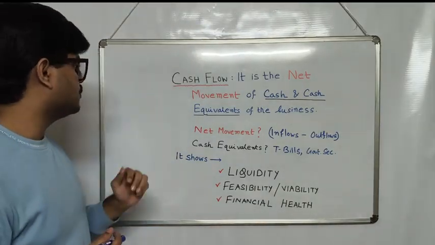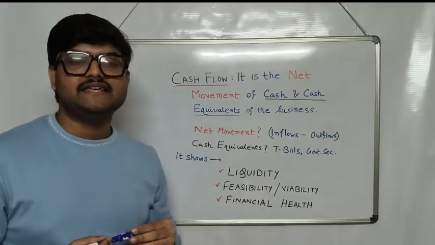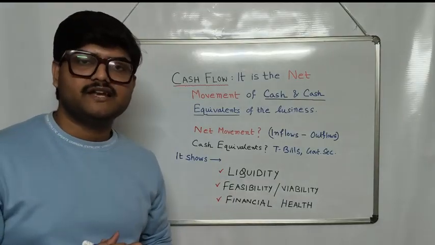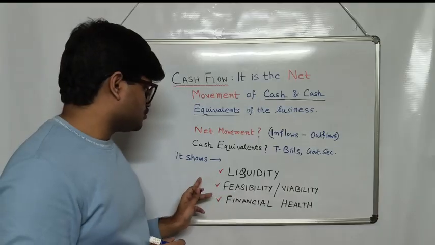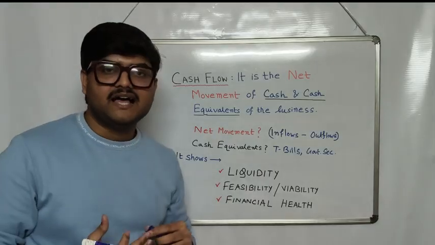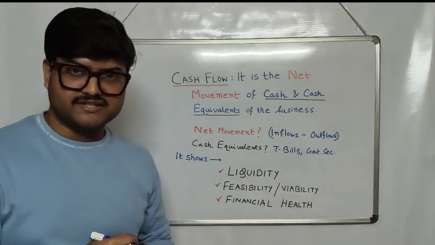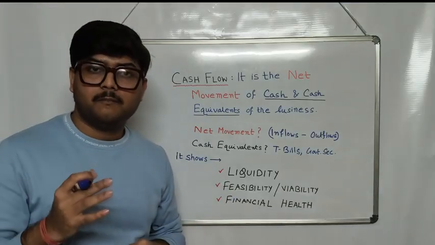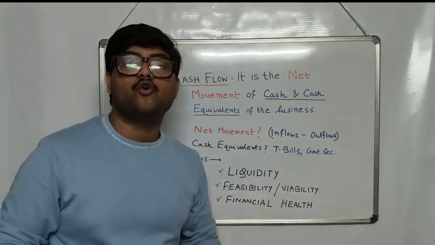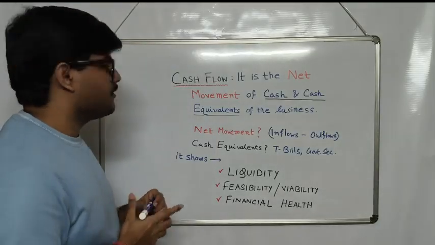Now, cash flows show the liquidity of the business. That is how easily and how fast an asset can be convertible into liquid cash. Then it also shows the feasibility or viability of the business. That is how easily a business can cover the short-term and long-term obligations, the financial or monetary obligations of the business. And finally, it shows the overall financial health of the business. So this is our idea about cash flows.